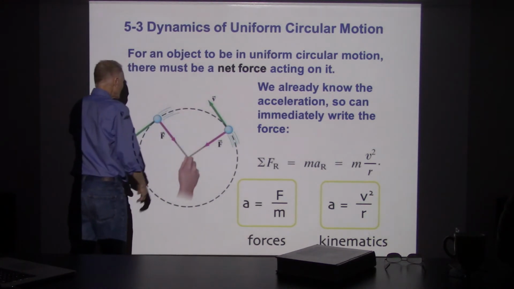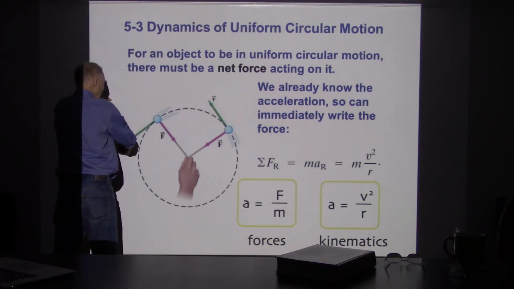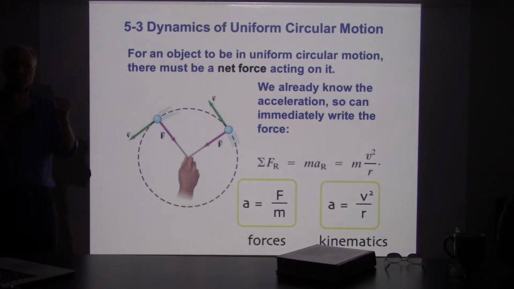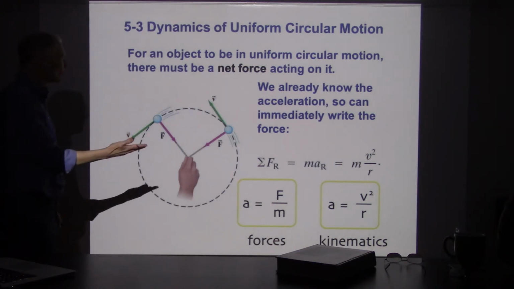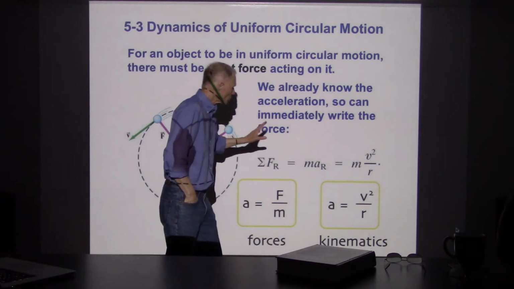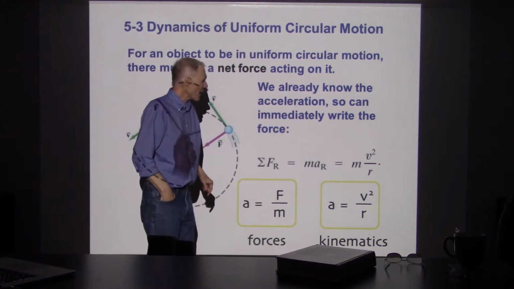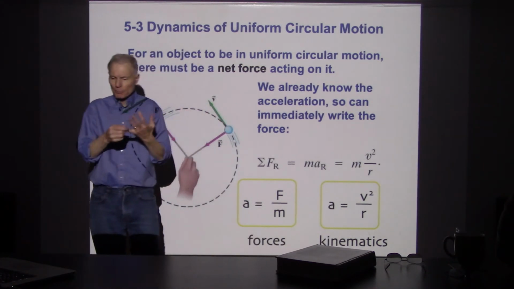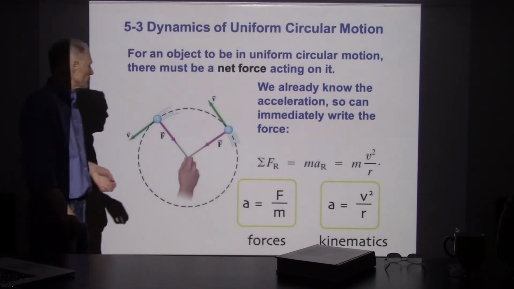If it's spinning, and we let go when it's right here, it's going to go off in that straight line. We have to keep pulling it to the center if we want to keep it in circular motion. So how much force is that going to require? Now, for circular motion, this becomes kind of our go-to formula for kinematics. That tells us how the speed and the radius and the acceleration are all going to be related.